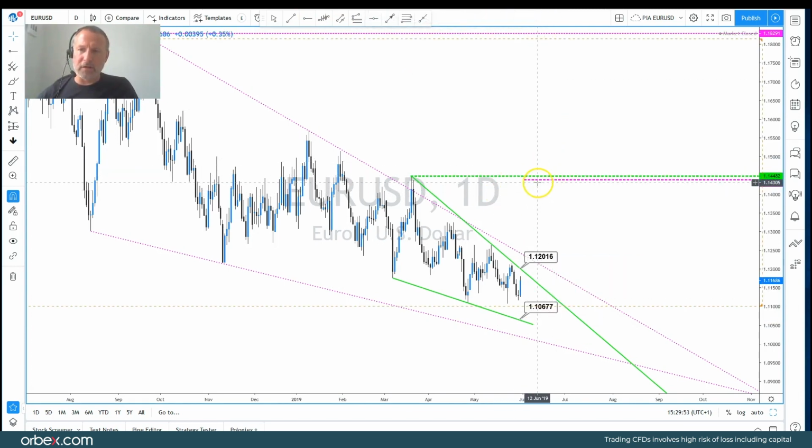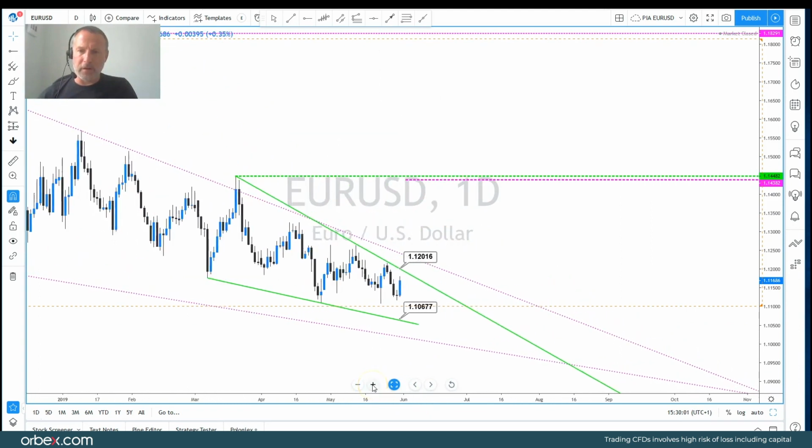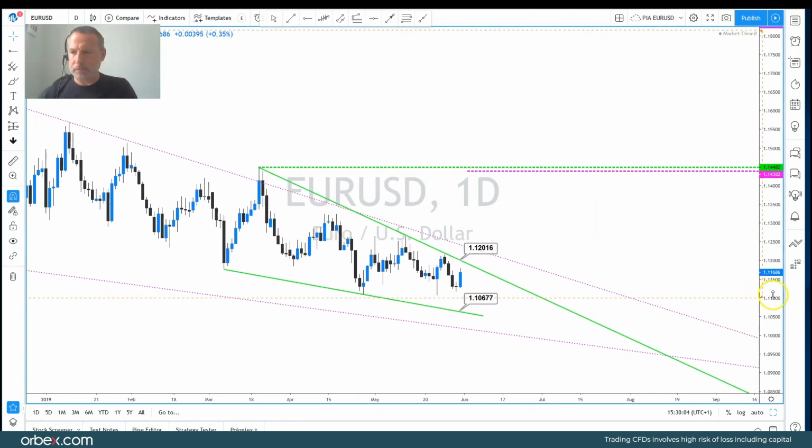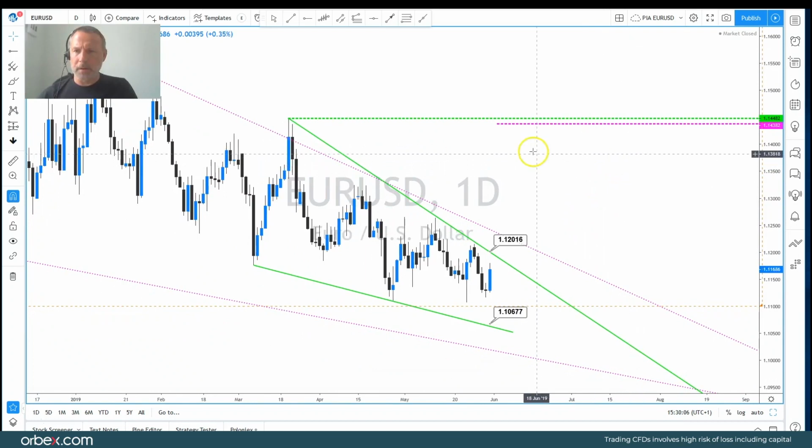This is really our target zone for euro dollar. 114.48 is this inside wedge target. Let's just move that up a bit. 114.38 is bespoke resistance. So we are looking for quite an aggressive move to the upside. This is pretty solid resistance here.